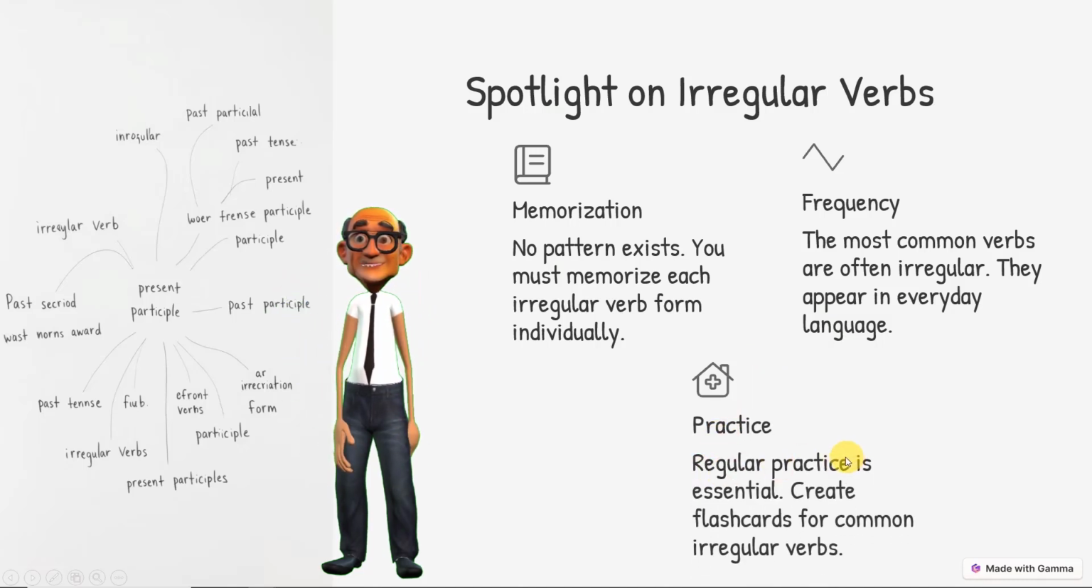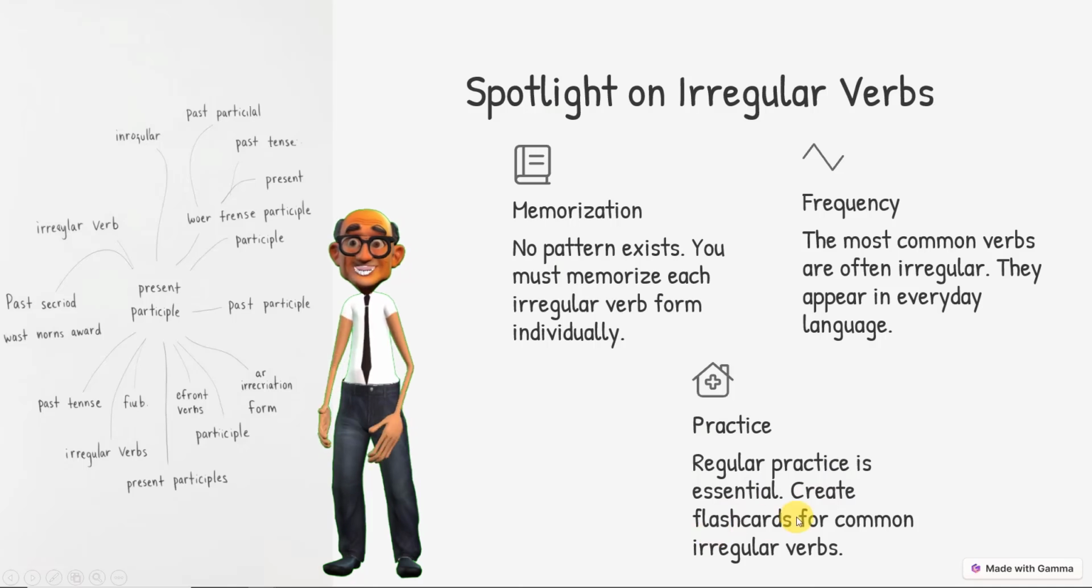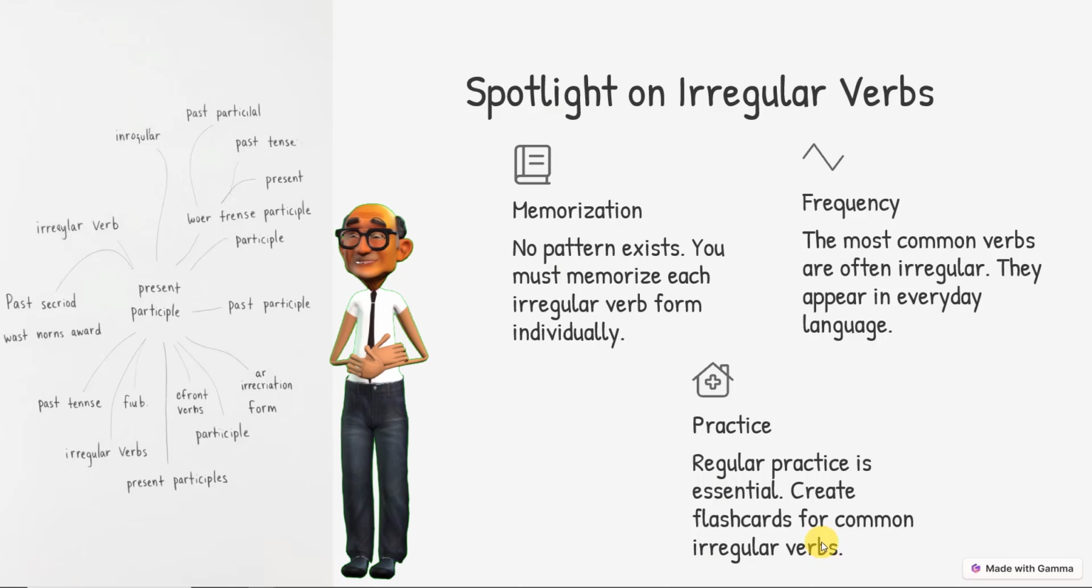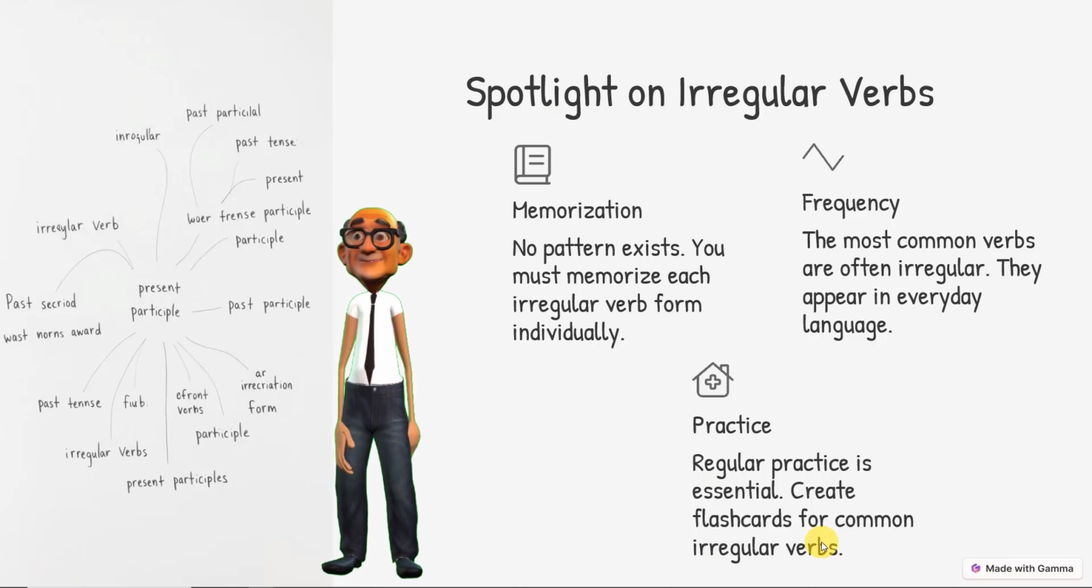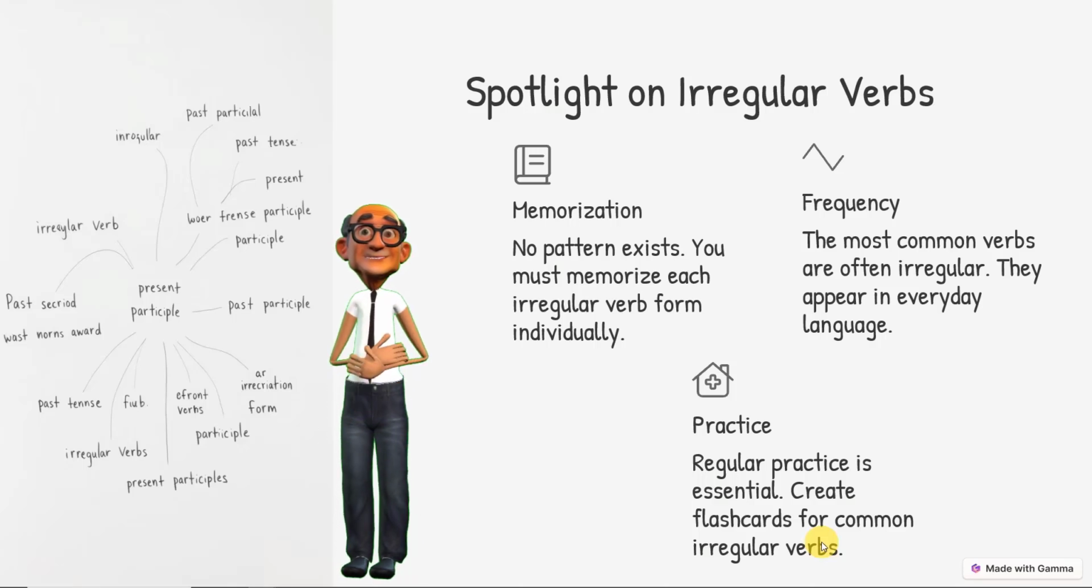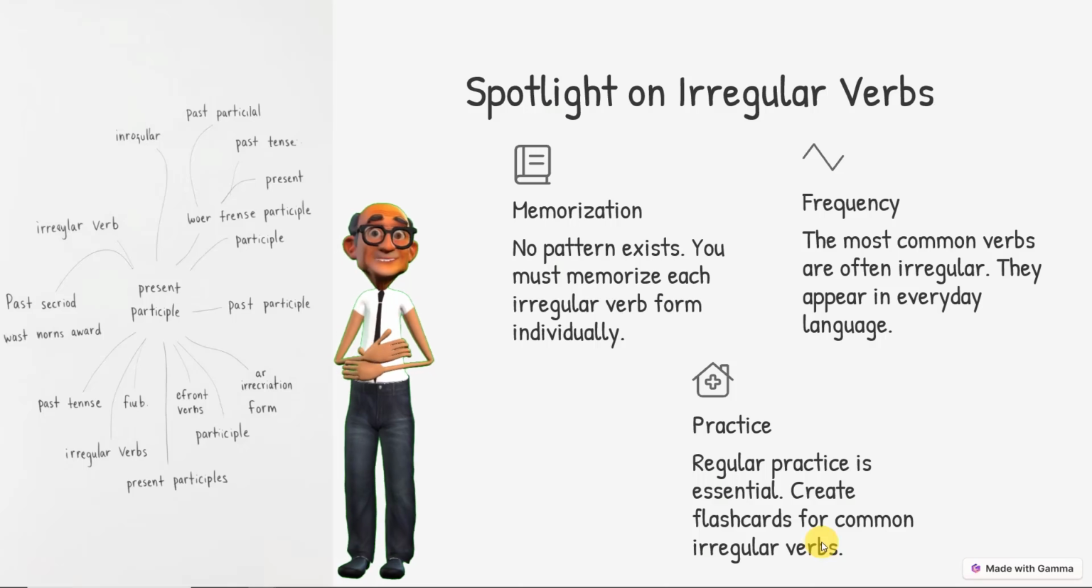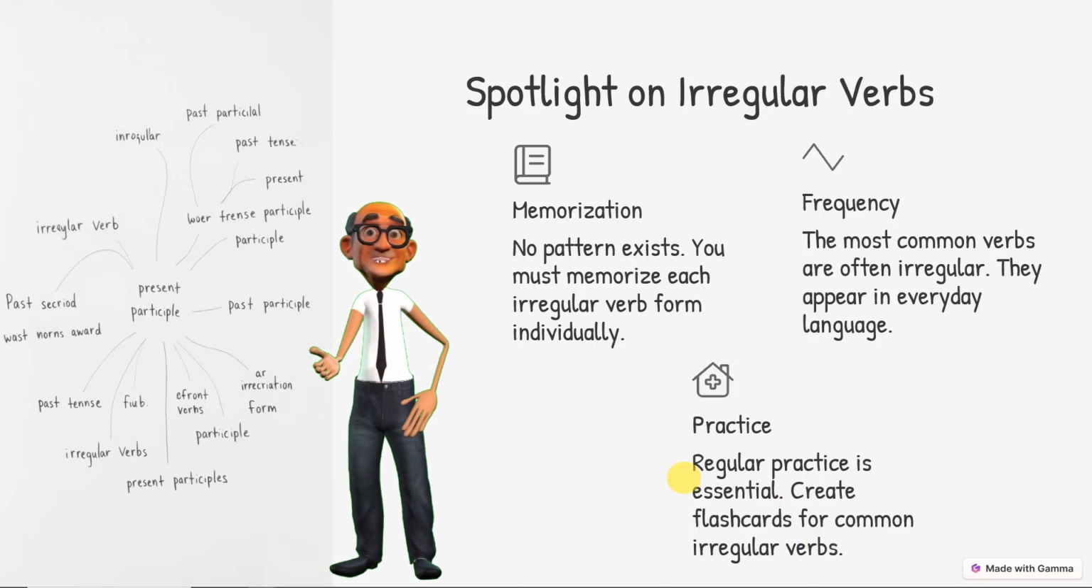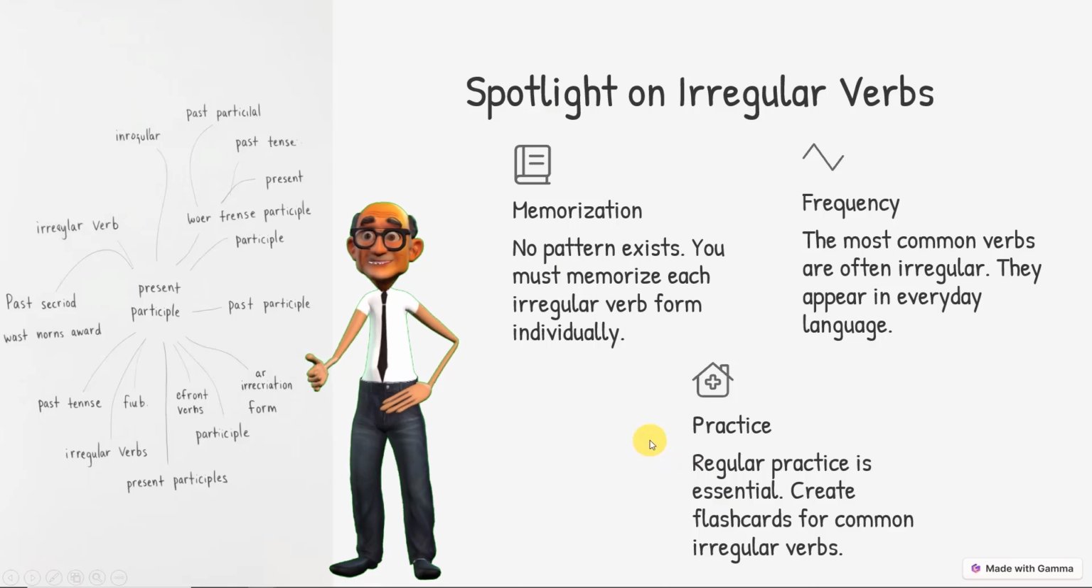Practice. Regular practice is essential. Create flashcards for common irregular verbs. On the previous slide I showed you some of the most common irregular verbs. But guys, there are so many of them, it's hard to go through. What a lot of guys do is they make small little cards that they keep on a key ring, and during the day they'll just page through it and refresh their minds. That's one very good way of learning it. I think it's almost in the Japanese style, I'm not sure, but yes, it works. I'll advise you to try something like that.